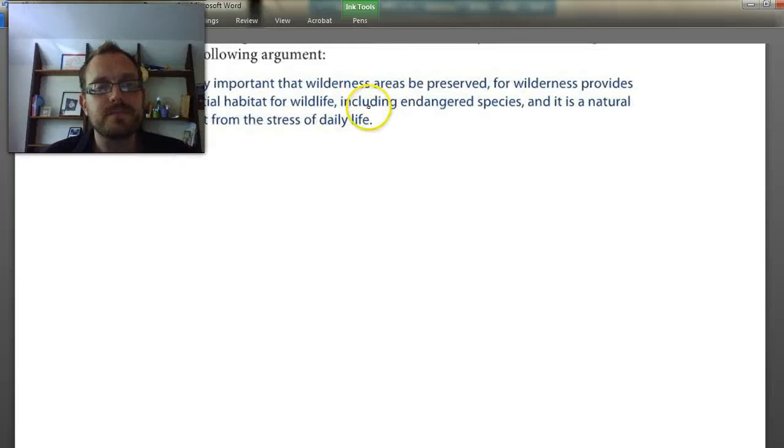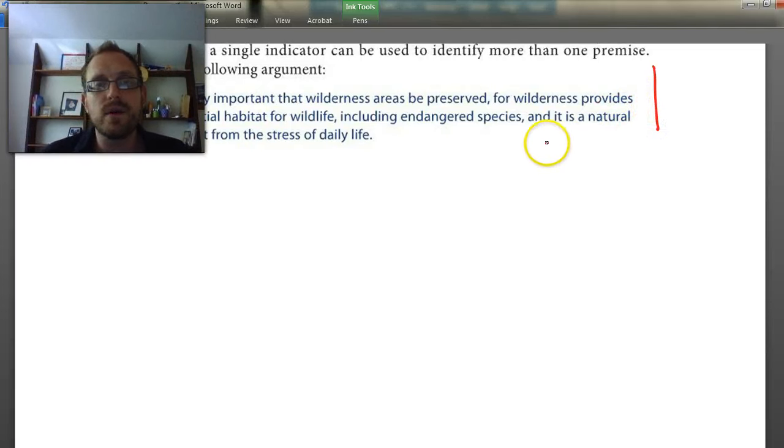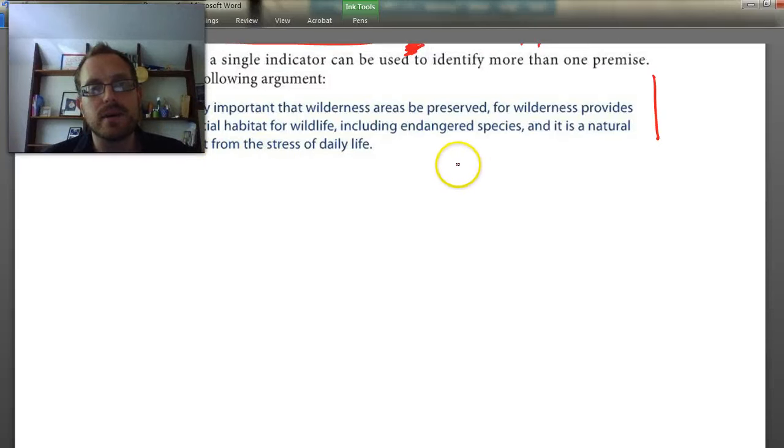Let's do another one here. It's vitally important that wilderness areas be preserved, for wilderness provides essential habitat for wildlife, including endangered species, and it is a natural retreat from the stresses of daily life. Okay, this one is, as this says, a little bit more difficult, right? So first off, let's ask ourselves, what's the takeaway? Let's read it again. It's vitally important that wilderness areas be preserved. For wilderness areas provides, okay, this word for is a premise indicator term, right? What comes after this is going to be a premise or a reasoning.